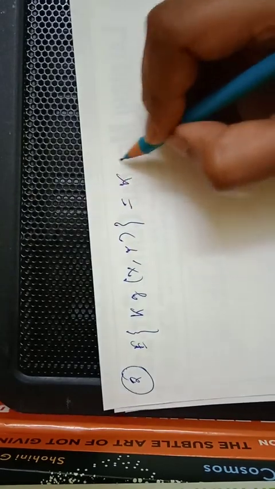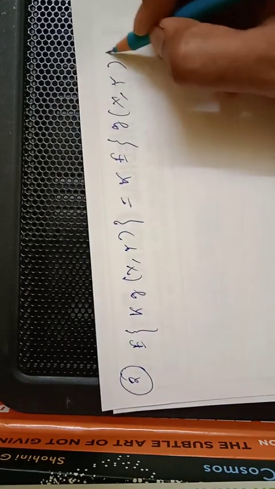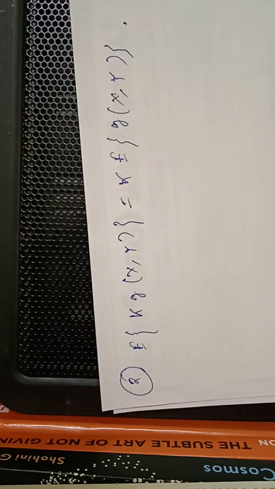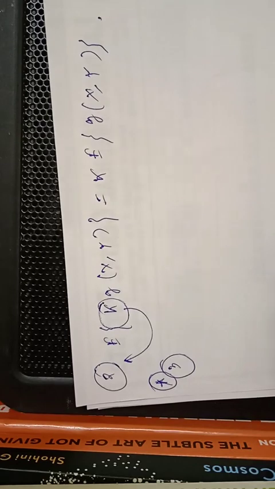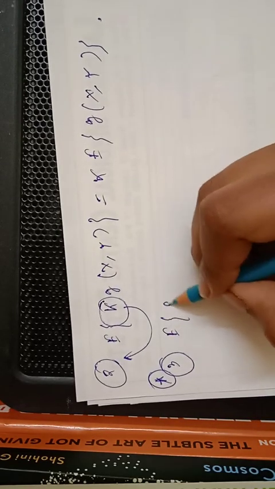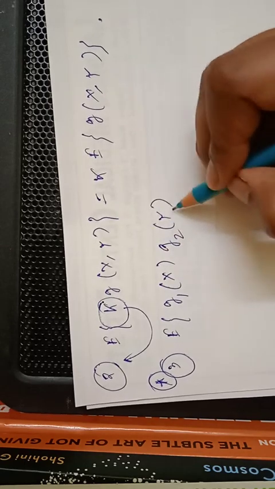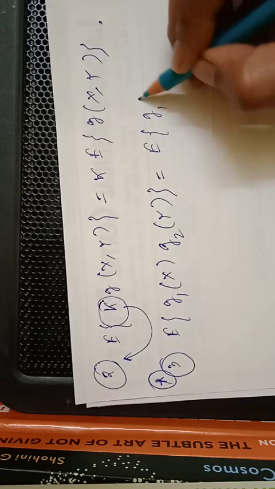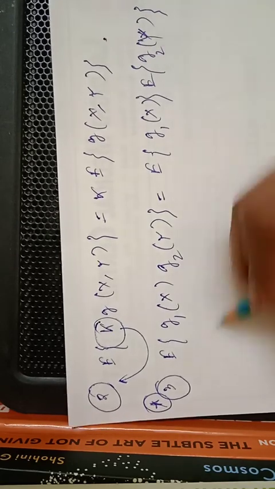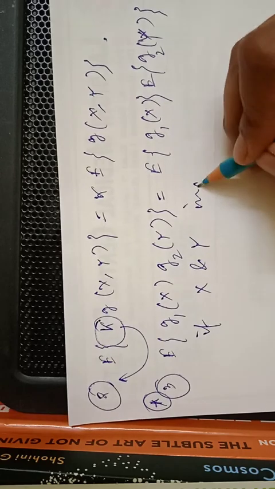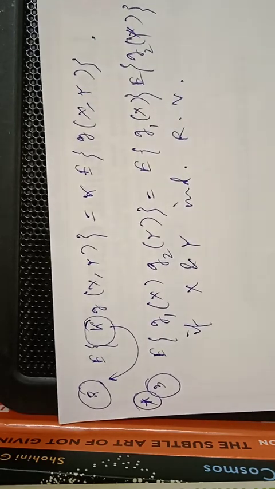Next we have property number 2, which is expectation of k into g(x,y) equals k expectation of g(x,y). Proof is very easy like the previous one, so I am skipping it. That means you can put that k outside of that expectation. Property number 3 is very important for exams, which is expectation of g1(x) g2(y) equals expectation of g1(x) into expectation of g2(y), if x and y are independent random variables, otherwise not.